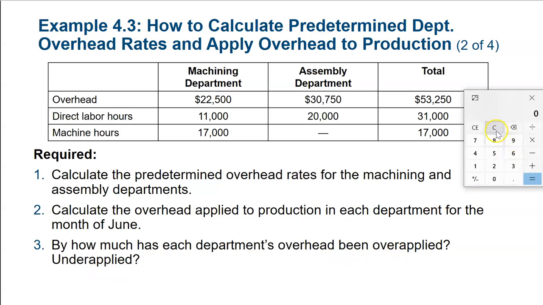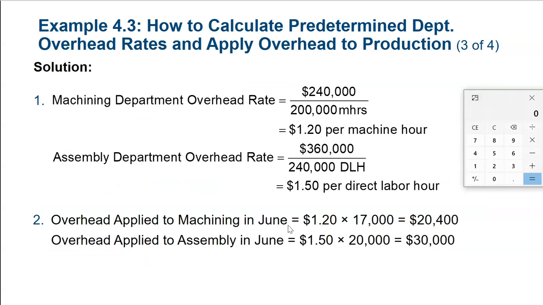Well, let's see. Hopefully I can remember these numbers. We had 22.5 actual overhead in the machining department. Actually, I think we're just going to go to the next slide and look at this so we don't have to remember all this. Yeah, so here's the calculations that I did on the previous slide that we did together, actually. Okay, and so we came up with that for number one. Then we applied the overhead here. $1.20 times 17,000 is $20,400. Assembly $1.50 times 20,000 is 30,000. Yeah, okay.